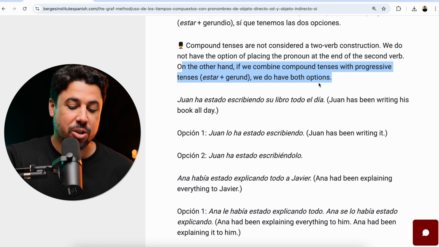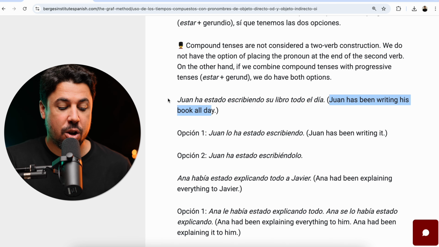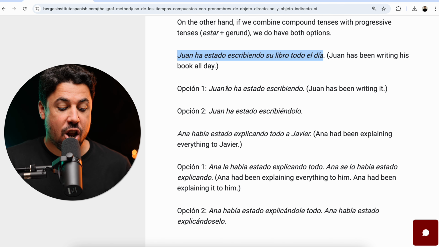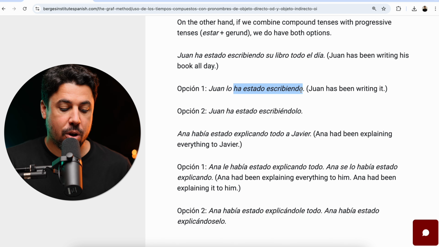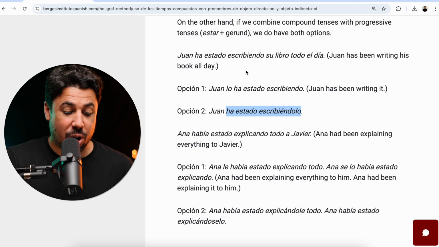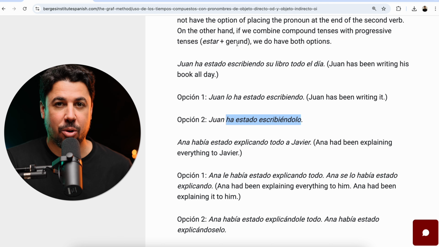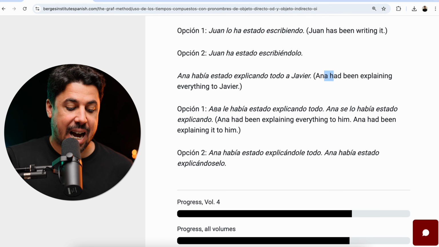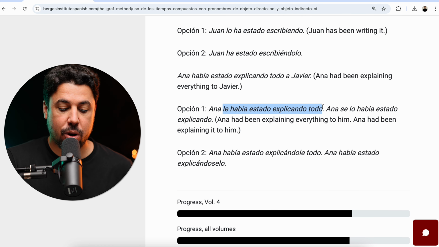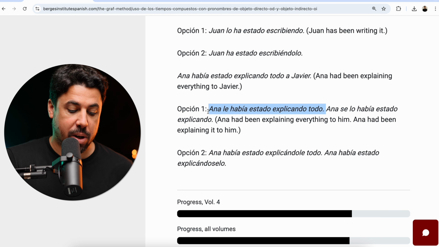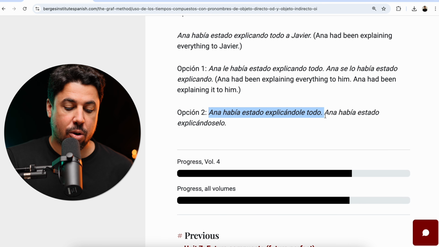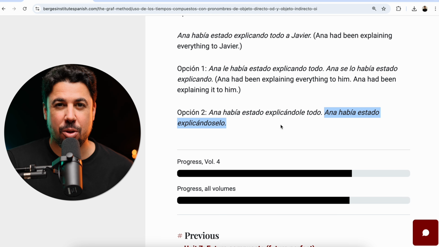However, on the other hand, if we combine compound tenses with progressive tenses, then we do have both options. So Juan has been writing his book all day. Juan ha estado escribiendo su libro todo el día. Two options. Juan lo ha estado escribiendo or Juan ha estado escribiéndolo. But that's only because we are using estar plus the gerund. So Ana had been explaining everything to Javier. Two options. Ana le había estado explicando todo. Ana se lo había estado explicando. And the other option, Ana había estado explicándole todo. Or Ana había estado explicándoselo.